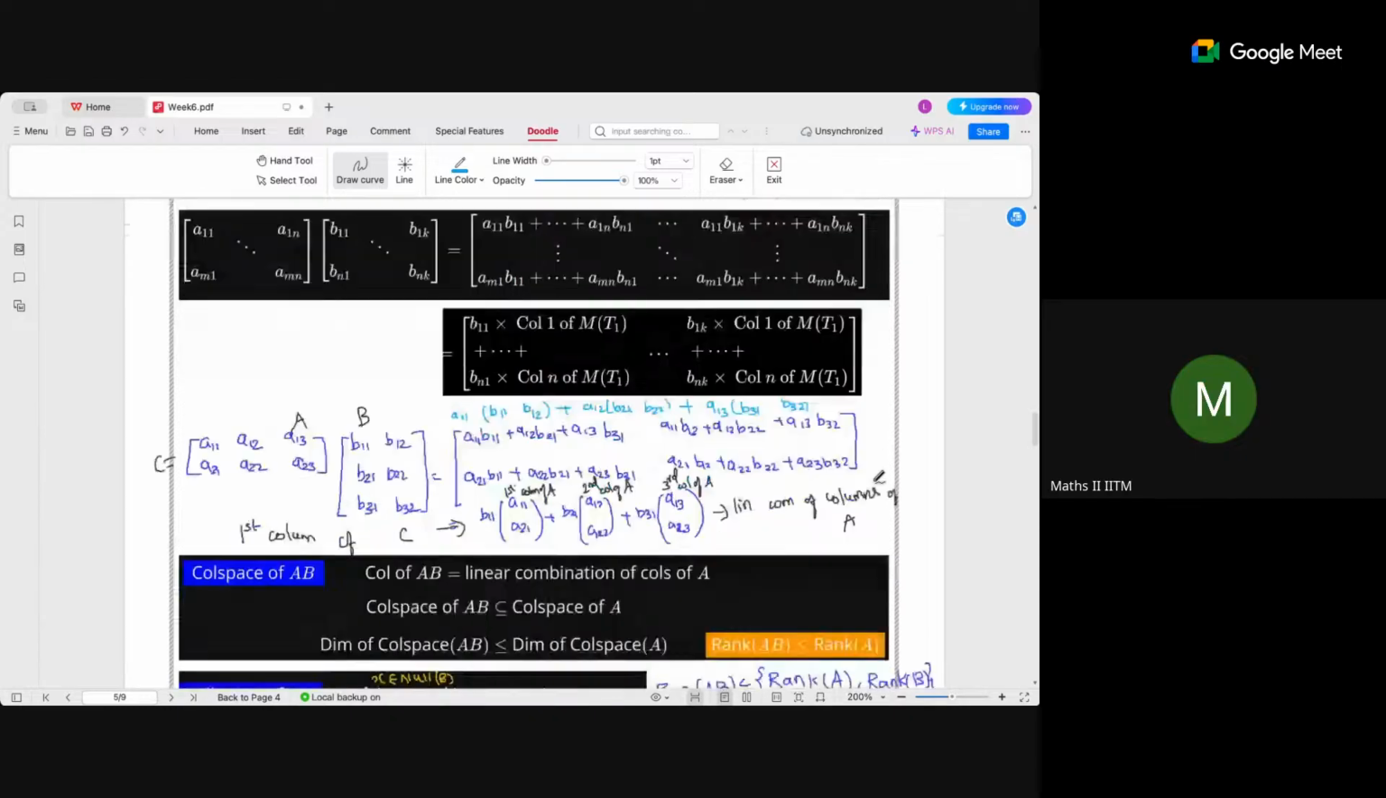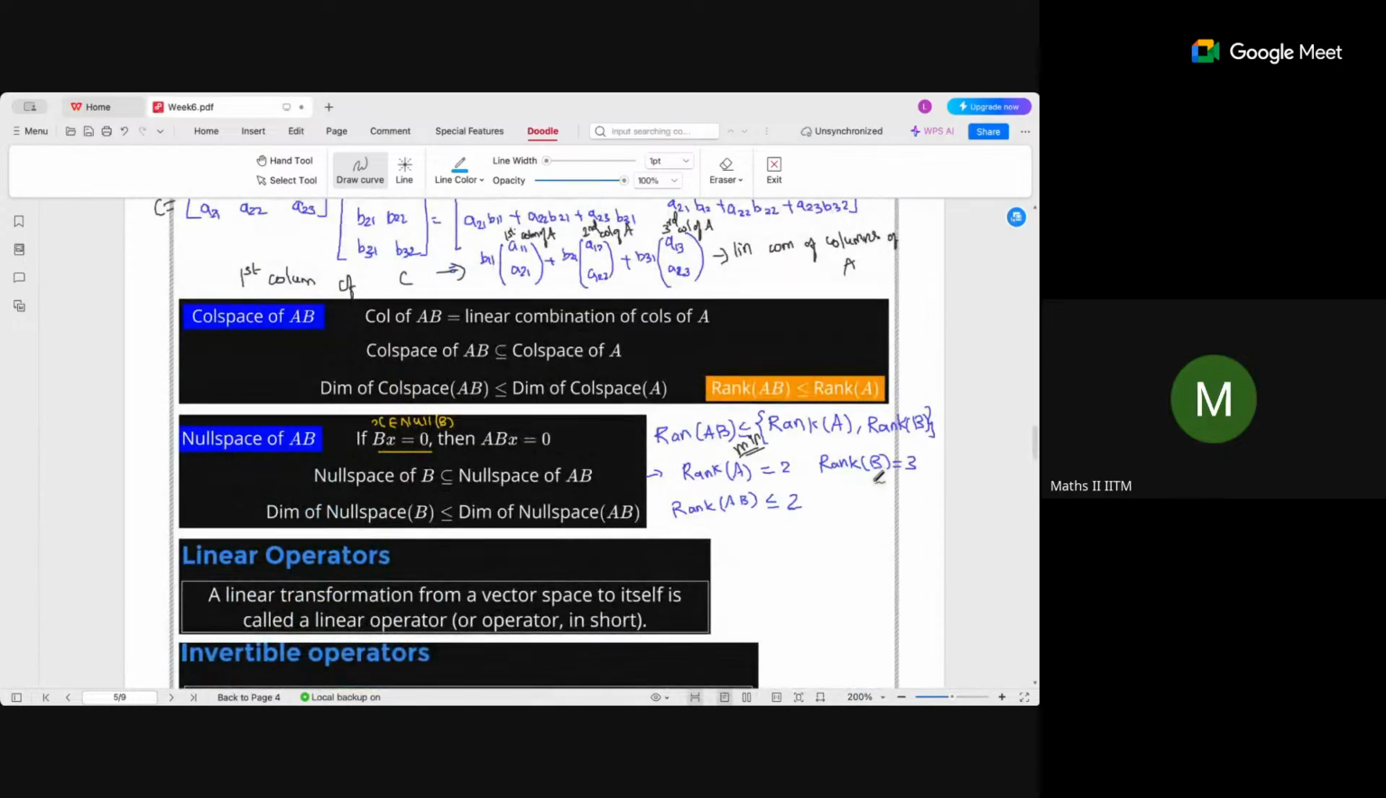All right. So Bx is equal to 0 means that x is in the null space of B. Similarly, ABx is equal to 0 means what? x belongs to null space of AB, right? So this means null of B is a subset of null of AB. So dimension of null space of B is less than or equal to dimension of null space of AB.